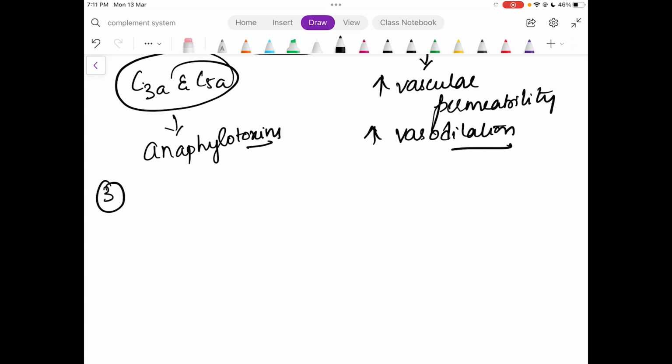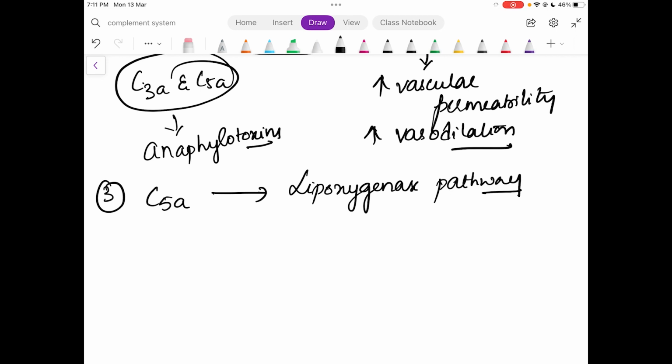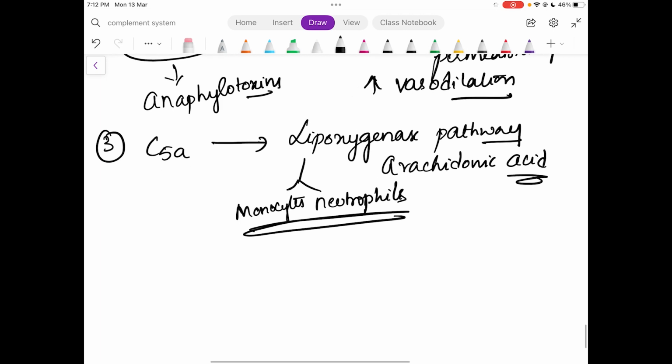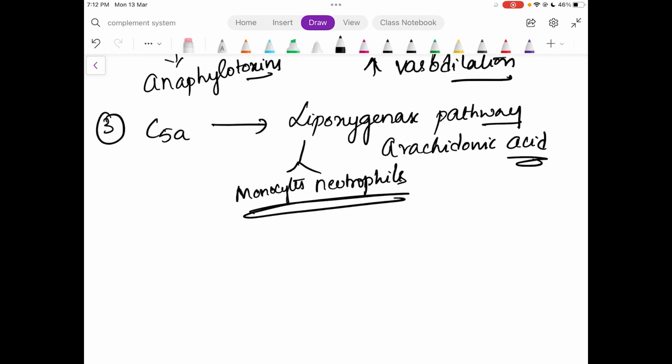Next, the third function is C5A will activate lipoxygenase pathway. On what lipid will they act? Essential fatty acid. They'll act on arachidonic acid. And this lipoxygenase pathway is activated in monocytes and neutrophils, and they cause release of prostaglandins and prostacyclins.